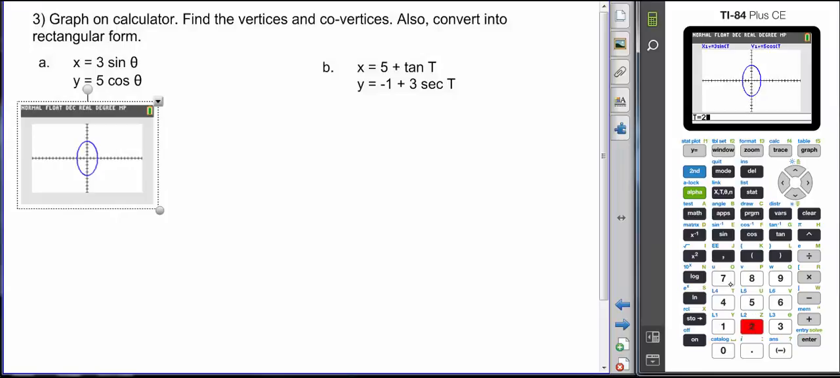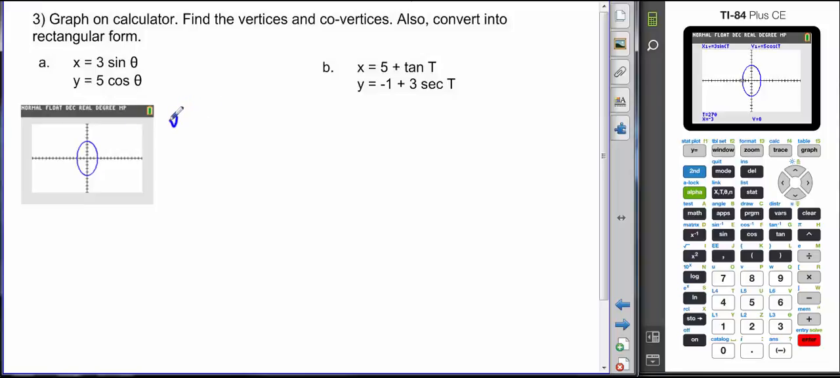And then the other would be at 270. And I can see the one over to the left at -3 and 0. So we've got our vertices. Let's see. I'll go ahead and list those in the proper form here. We've got our vertex at 0, plus or minus 5.